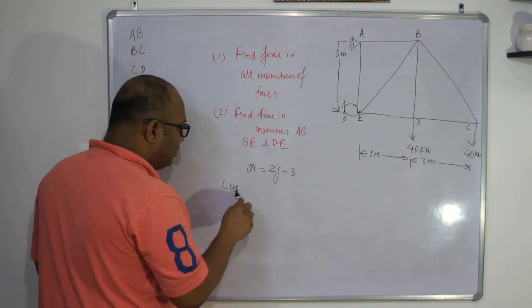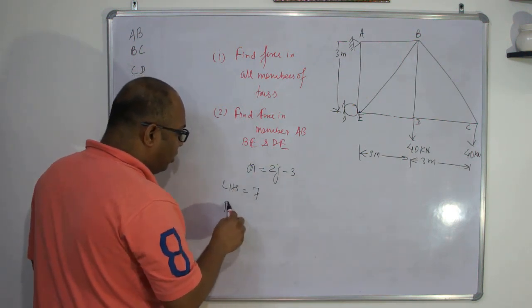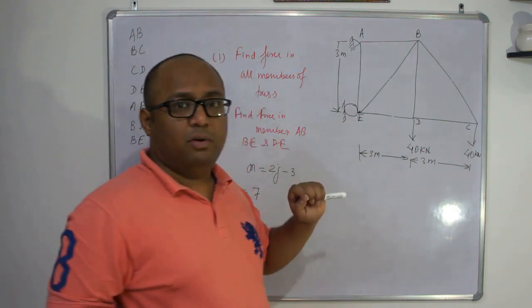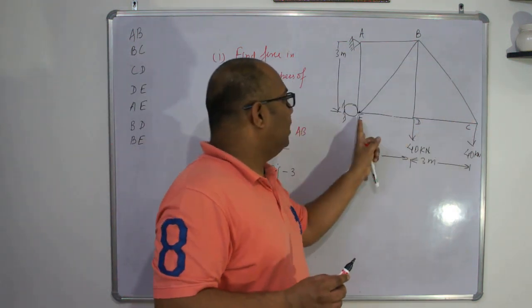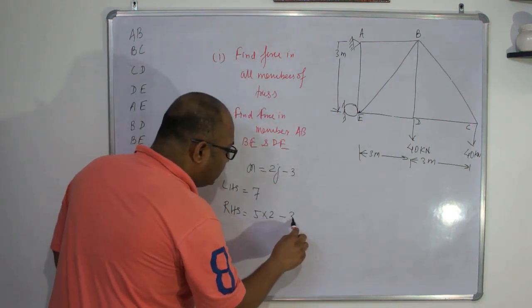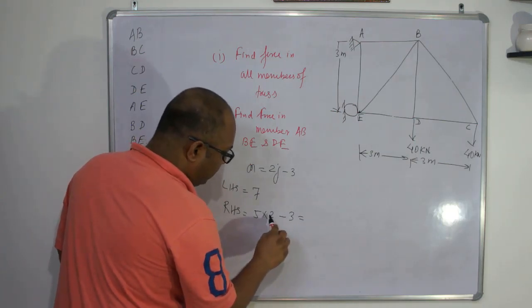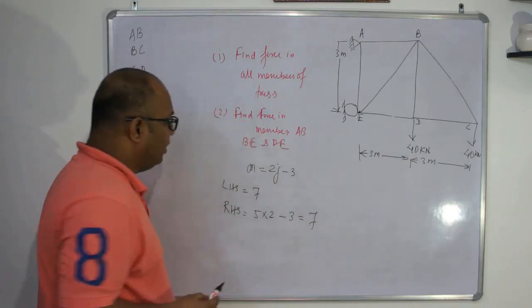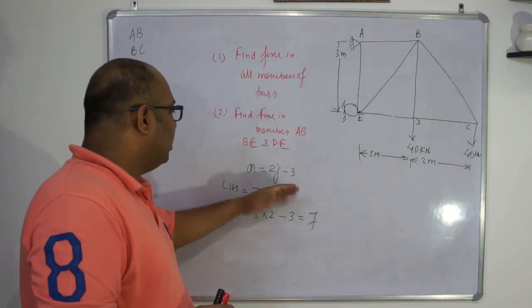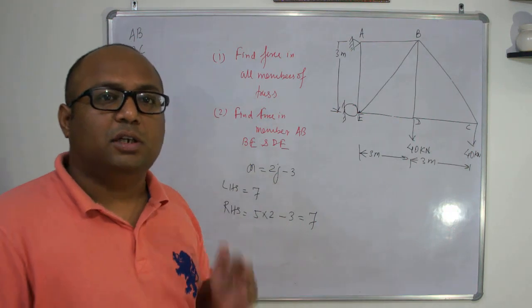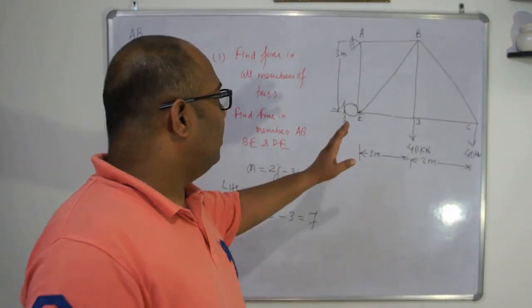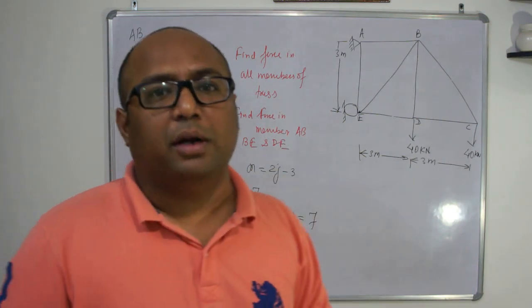So on the LHS we have M equals to 7, and on the RHS we have, how many joints do we have? 5. Okay, A, B, C, D, E. So 5 joints are there. So 5 multiplied by 2 minus 3, this is going to be 7. As this number of members and number of joints are satisfying this equation, so this truss becomes a perfect truss. So the first step in solving this problem is to draw the free body diagram.